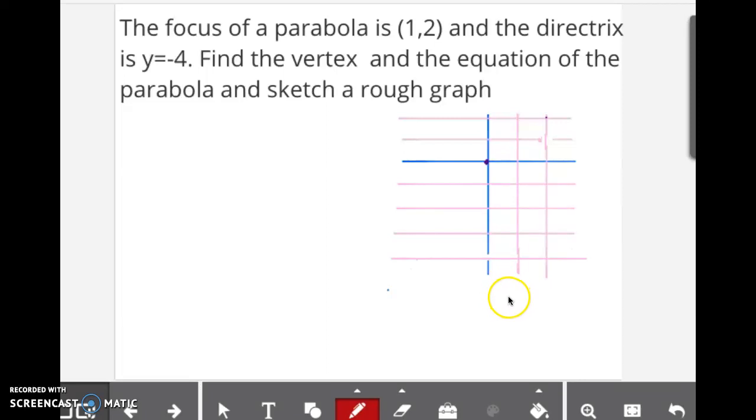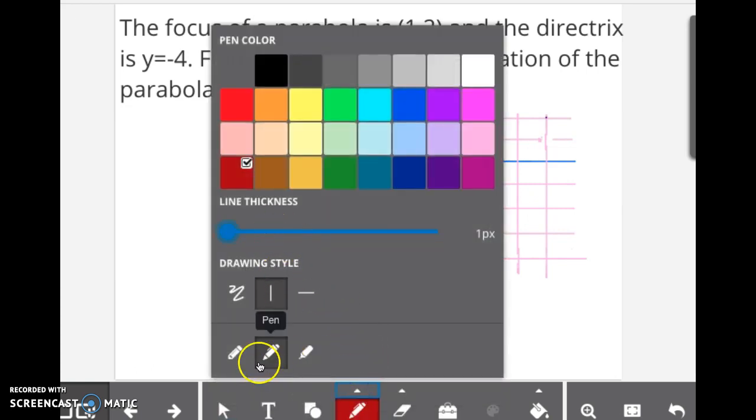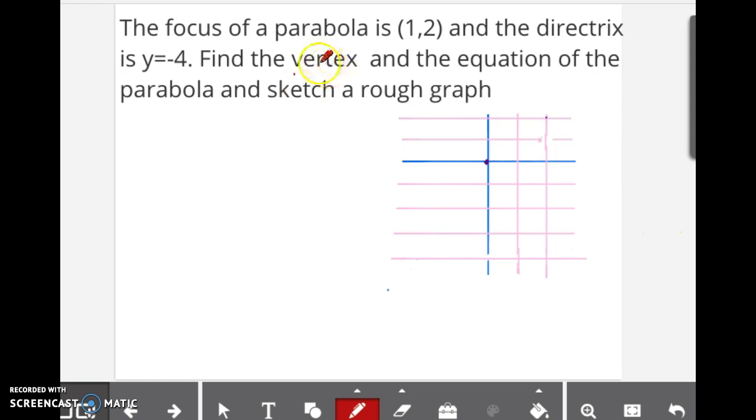Hi, in this question, the focus of a parabola is (1, 2), and the directrix is the line y equals -4. So they gave us the focus and the directrix. We have to find the vertex of the parabola and the equation of the parabola.